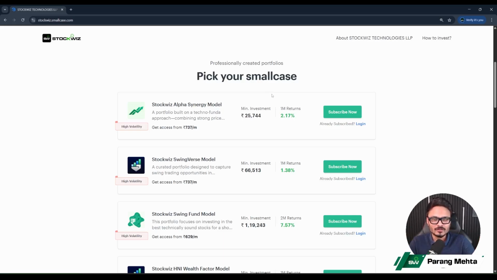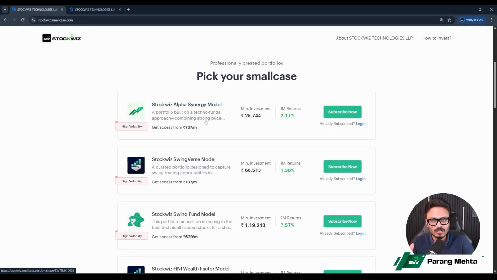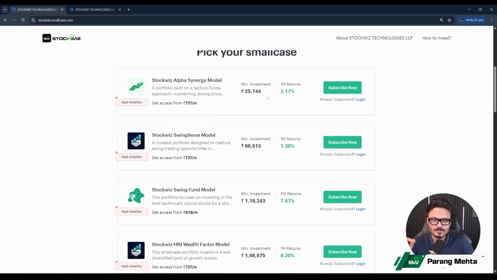So the first thing that you will see is different kinds of small cases. You can see the Stockwiz Alpha Synergy model. This is a techno fundamental based approach. The minimum investment is 25,000 rupees, and last 1 month returns are about 2%. You will see that every small case portfolio has a minimum investment amount. This minimum investment amount is the amount that the manager or the portfolio creator is recommending you to invest.